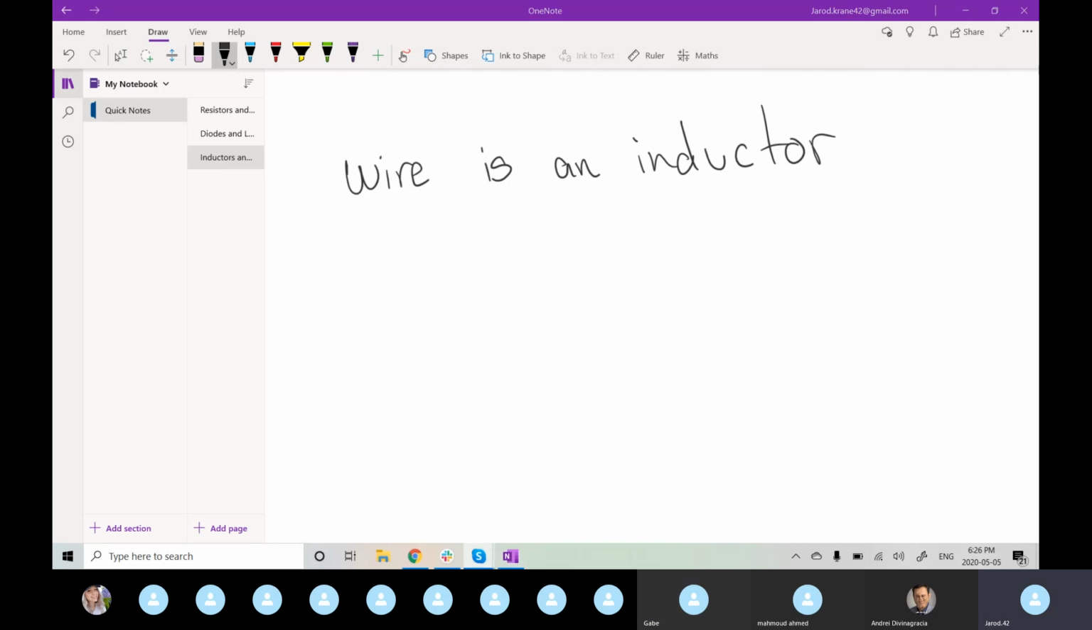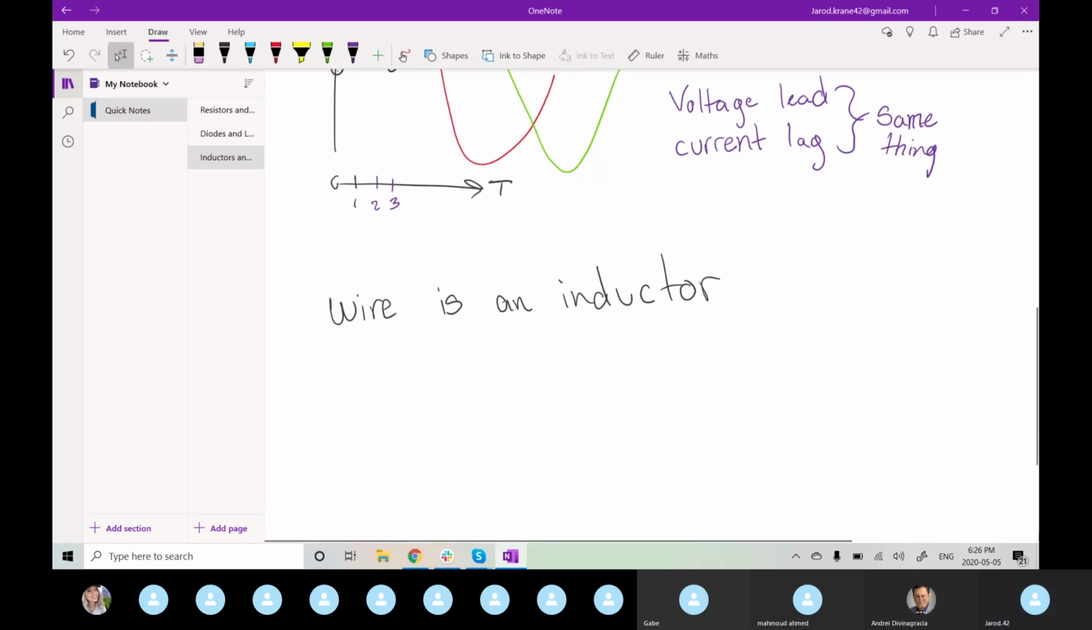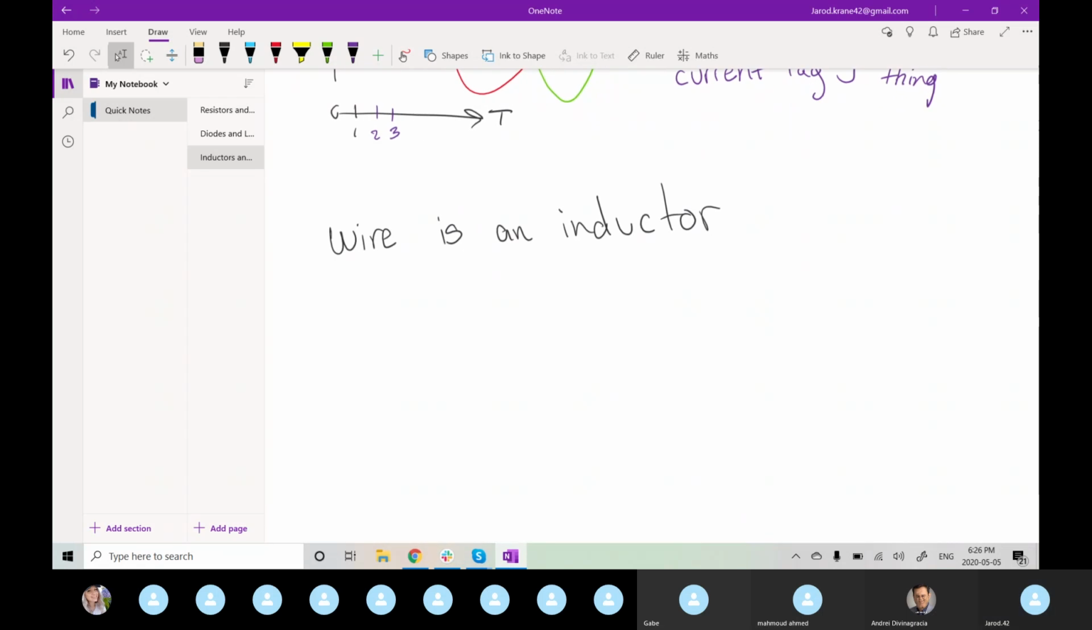Anything else? Any other questions on this? Everybody good so far? Okay.